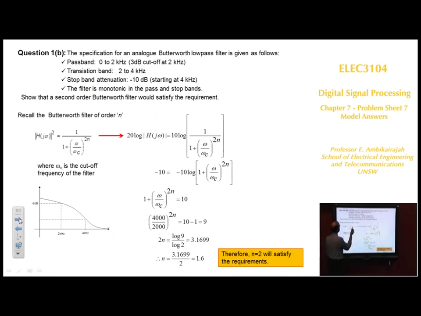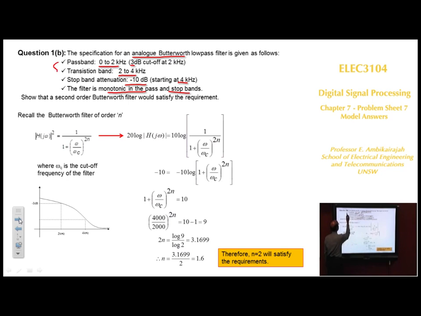In this question, you've been given a specification that you got to design an analog band pass filter. That means it's monotonic in the pass band and also the stop band, right? That's the property of the Butterworth filter. Now the pass band is given as 0 to 2 kilohertz, at a 3 dB cutoff is 2 kilohertz, and the transition band is 2 to 4, and the stop band attenuation is -10 dB, starting at 4 kilohertz.